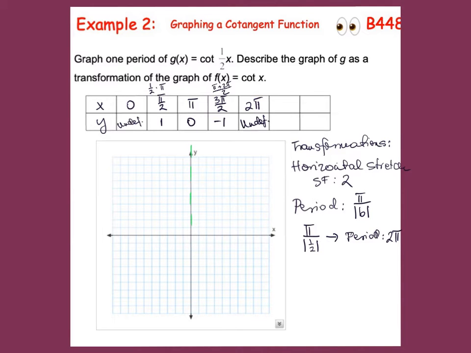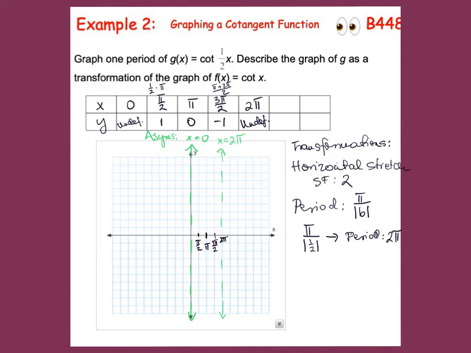So we know that we'll have a vertical asymptote at x equals 0. So these are going to be my asymptotes. And then we also are going to have an asymptote over here, which is going to be x equals 2 pi. So in between we have pi, and we have pi over 2, and then we have 3 pi over 2, and here was our 2 pi.